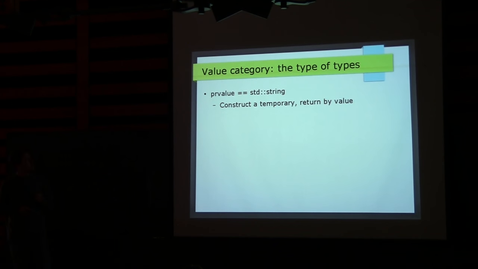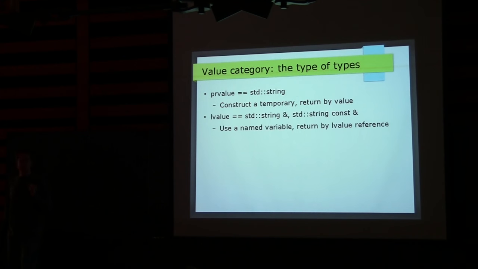So easiest is the PR value, the pure R value. This was a refinement of the R value category added in C++ 11. So originally we just had R values and L values and that was fine. And the PR value is what we originally called just an R value. This is when we construct a temporary or we return by value. It just says, say, standard string as the return type. And we have L values. This is when we say standard string ref or standard string const ref. If we reference a named variable or we return by an L value reference, we have an L value.